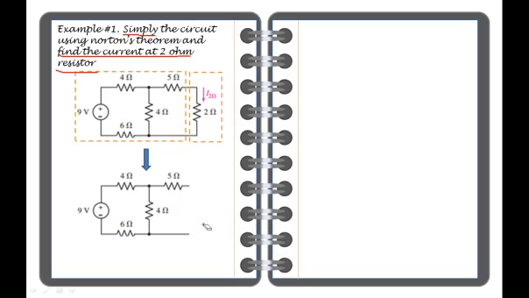Now after removing the complex network, we're going to put a wire, making a short circuit on the open circuit portion. In this way we can find the current flowing through the wire or the short circuit portion, and we're going to call the current ISC, or the short circuit current, which will be the value of our Norton's current.